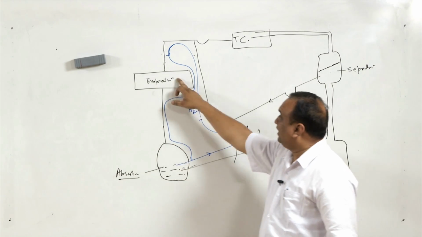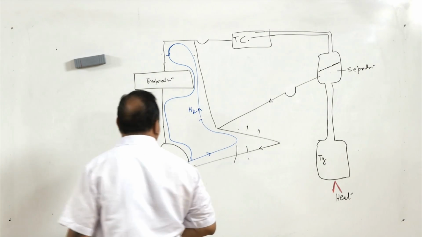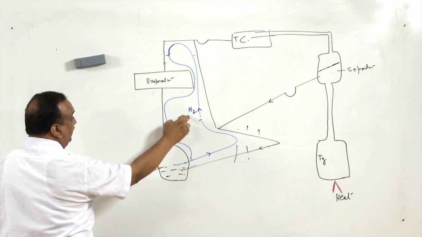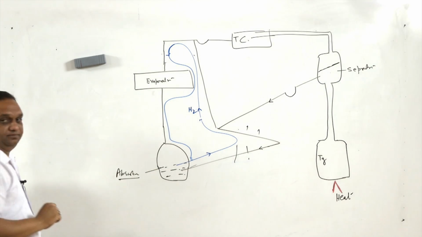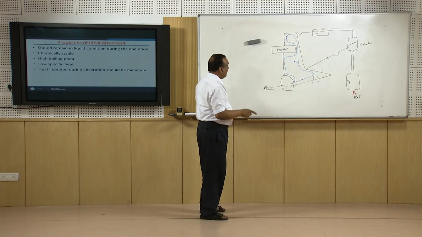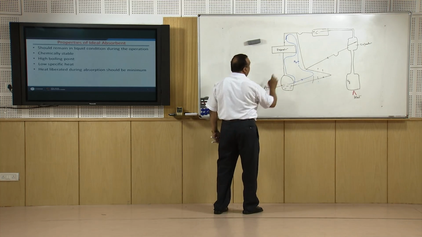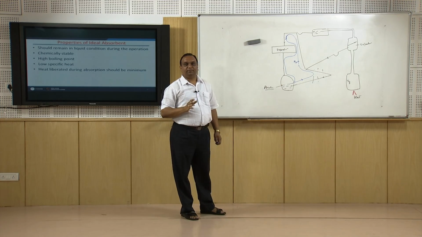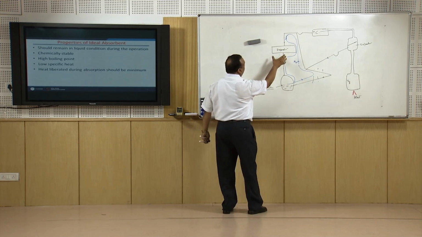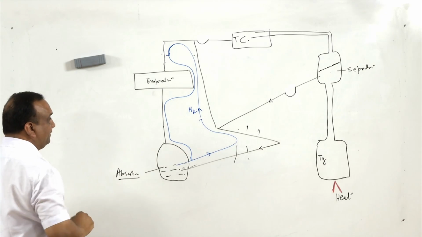and in the evaporator, the total pressure will be the sum of partial pressures, partial pressure of ammonia and partial pressure of hydrogen. Dalton's law of partial pressure is applicable here, and that will give the total pressure in the evaporator.